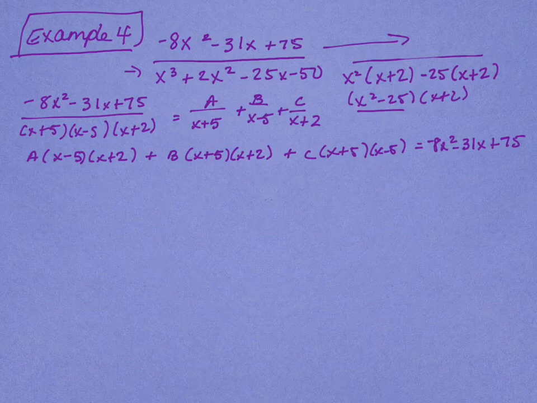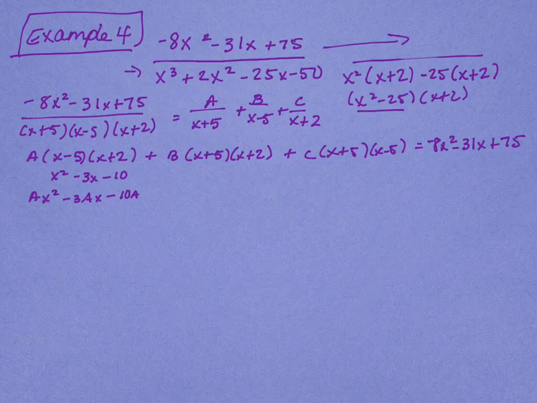And that's all got to be equal to negative 8x squared minus 31x plus 75. All right, so this is x squared plus 2 minus 5, so minus 3x minus 10. So I get ax squared minus 3ax minus 10a. You got to make sure you didn't make any mistakes when you did this. So let's just double check. That's x squared plus 2x minus 5x. That would give you negative 3 minus 10.